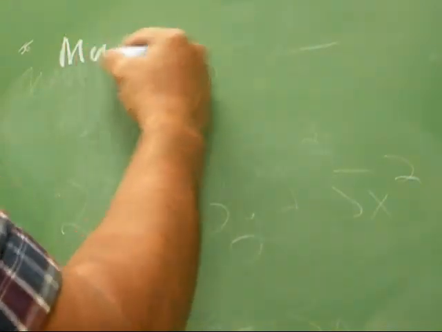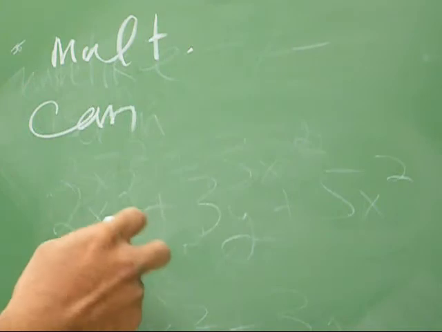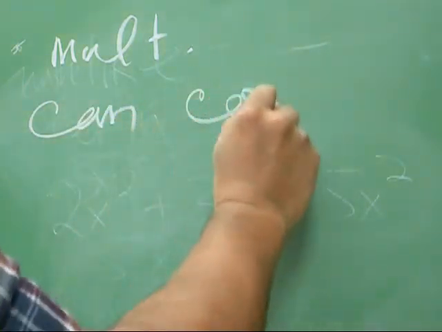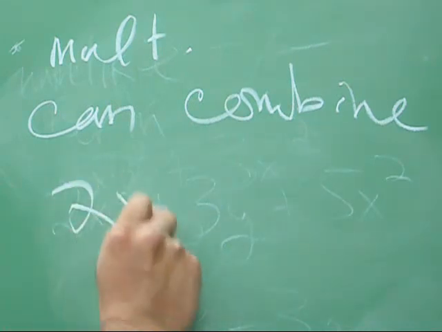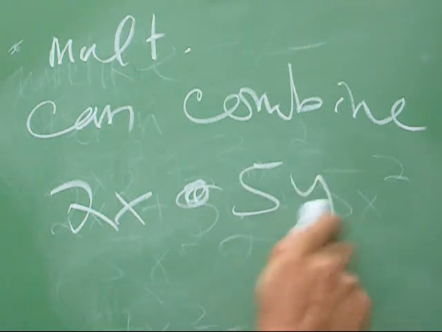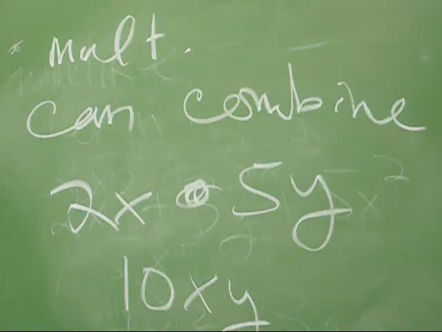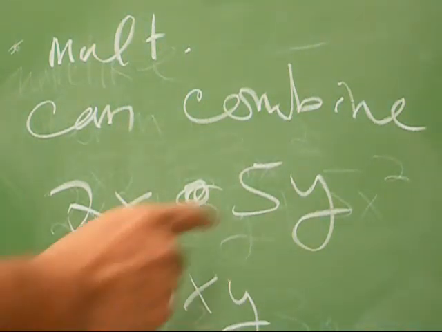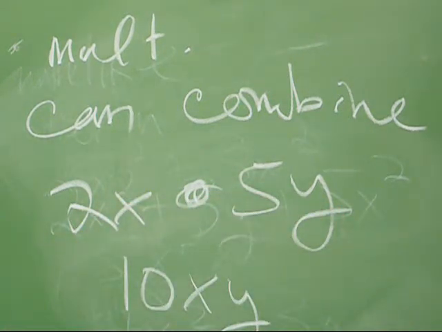Multiply, on the other hand, is a different story. With multiply, you can combine unlike terms. For example, if I have something like this, 2x times 5y, the product would be 10xy. Basically, I multiply the numbers and I list the variables side by side.